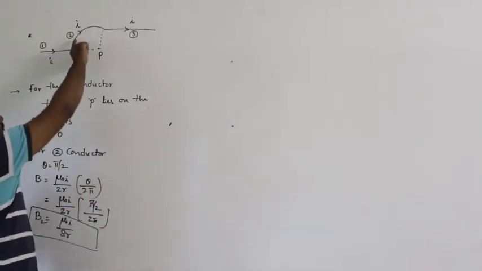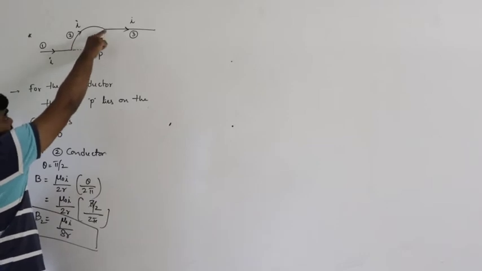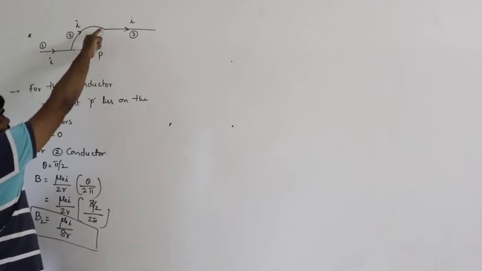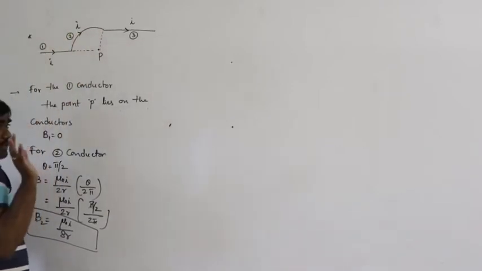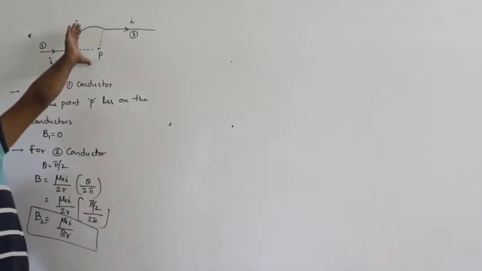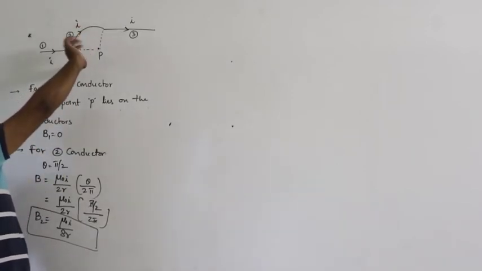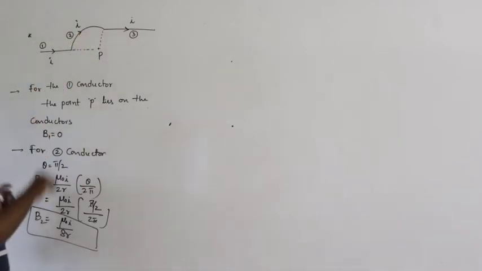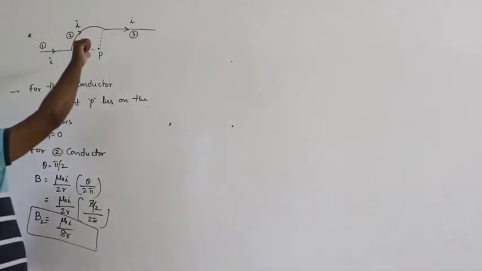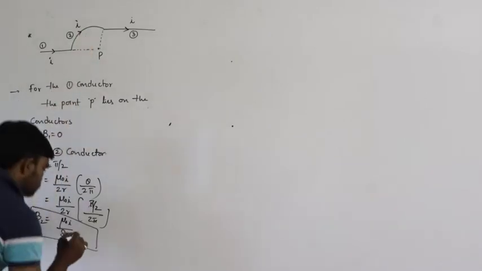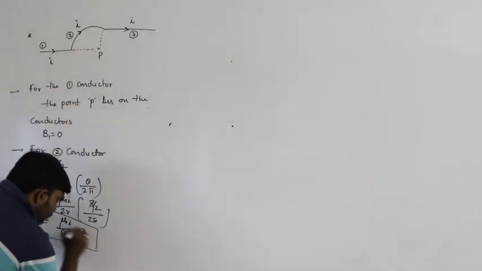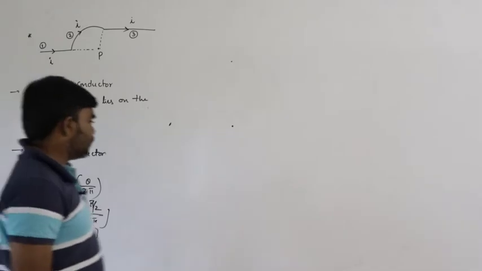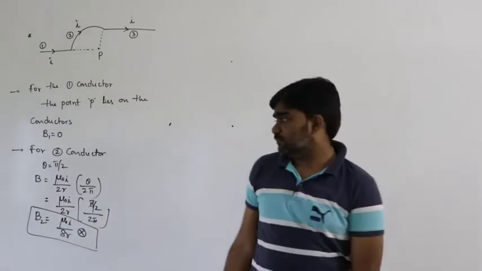See here, this is the current carrying conductor I. Current is travelling in the form of a circular path. So according to the right hand thumb rule, curling of the fingers indicates the current, and the thumb indicates the direction of the magnetic field. So what is the direction of the magnetic field? Inwards. The direction of the magnetic field is inwards here. That is due to the second shape.